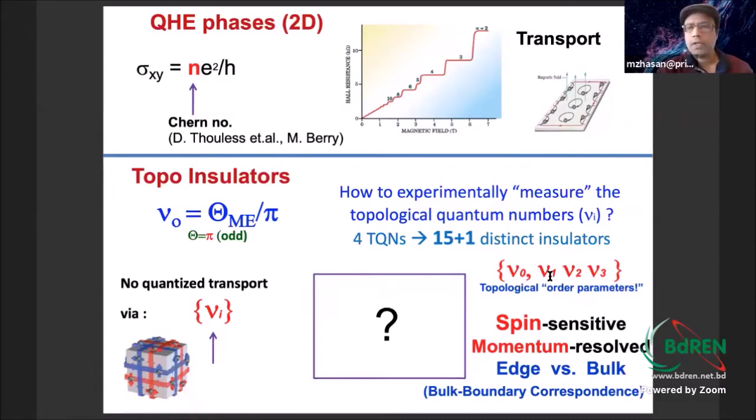So there are multiple ways of measuring it theoretically, but the most successful one that can measure all 4 invariants is spin and angle resolved photoemission spectroscopy, and that is what we applied.